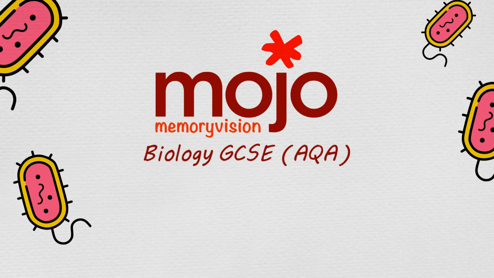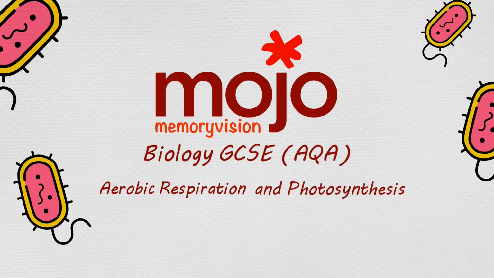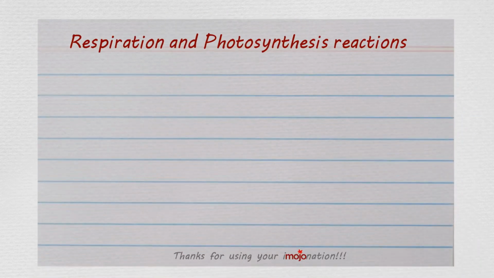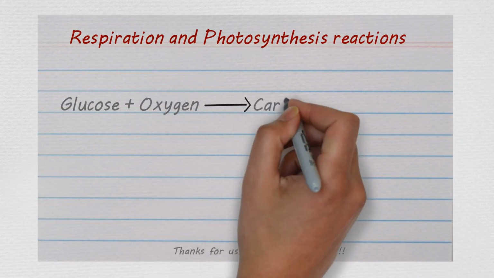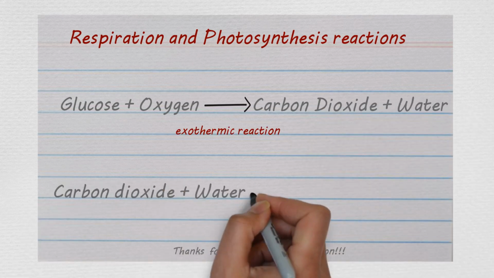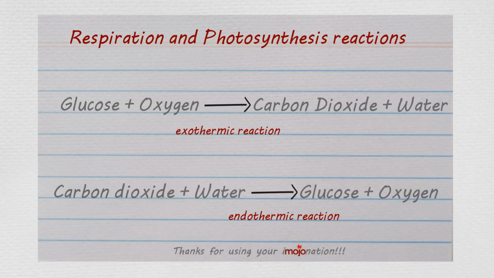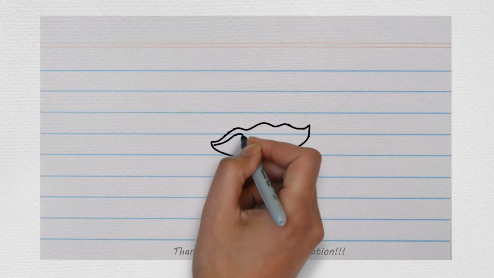It's Mojo time again, and we're going to take a first look at aerobic respiration and photosynthesis. There are equations that you need to recall. Here they are. We'll memorise those in another Mojo video. But here, we're going to focus on the similarities and differences and tell you how to memorise which equation is which. And please hang on to the end of this video to meet the pig rug.